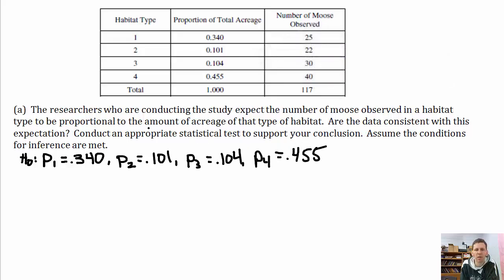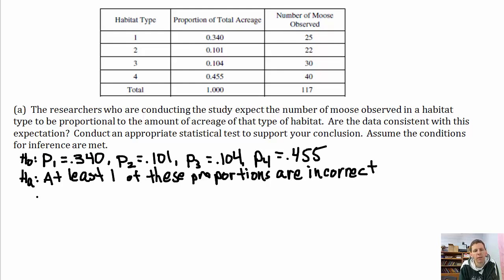P in this case being the number of moose are proportional to the amount of acreage, so this proportion of acreage should equal the proportion of moose that exist in each of these habitat types. For the alternative hypotheses, at least one of these proportions is incorrect. And you do want to state what these p-values represent here. So to generalize it, I'm going to say where p sub k is the proportion of moose in habitat k.